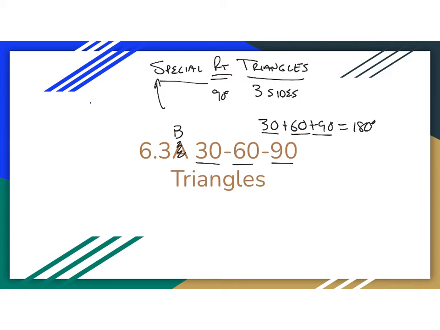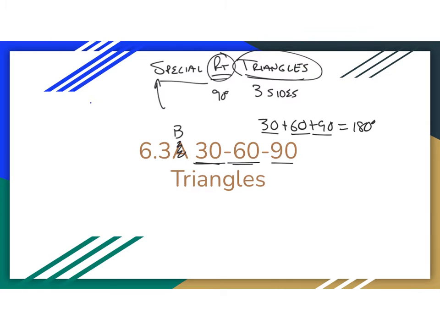And again, these are very specific types of triangles. Okay, they fit into a very specific category, and that category is it has to be a right triangle, and it also has to have these specific angle measures. Okay, much like the 45, 45, 90, you had to have exactly 45, 45, 90 triangles in order to follow that pattern.